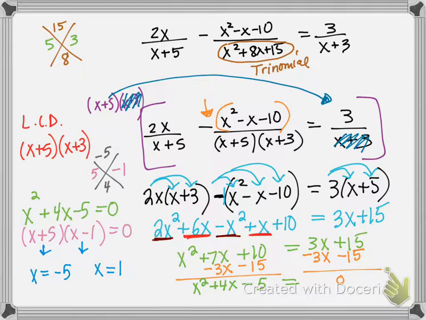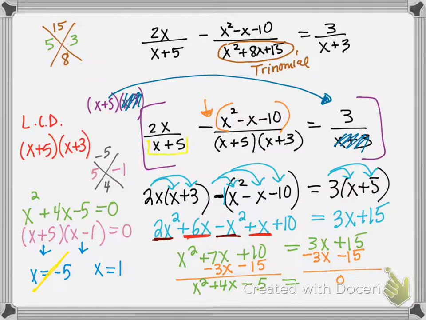Before I circle those as my final answers, don't forget we do have to check for extraneous solutions. So I'm going to look at my denominators here. We'll start with negative 5. If I plug in a negative 5, will that make this equal to 0, because I can't divide by 0? And the answer is already a yes. You cannot plug in a negative 5 because negative 5 plus 5 gives you a 0. So that is out.